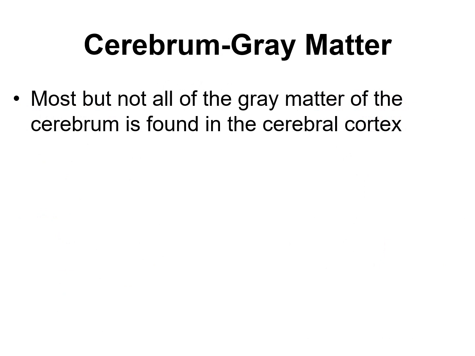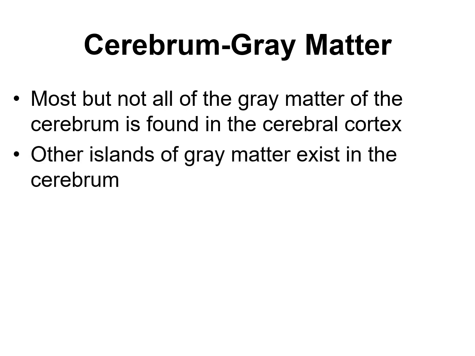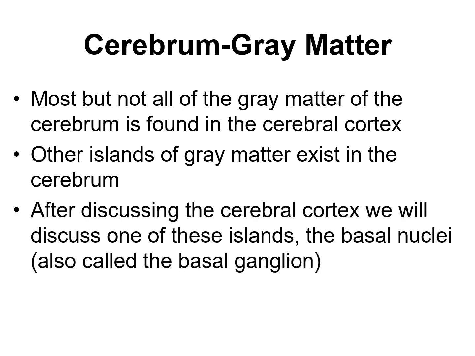While most gray matter is found in the cerebral cortex, you do have some little islands of gray matter that exist deep in the cerebrum surrounded by white matter, and we'll discuss one of these, called the basal nuclei, in an upcoming screencast.